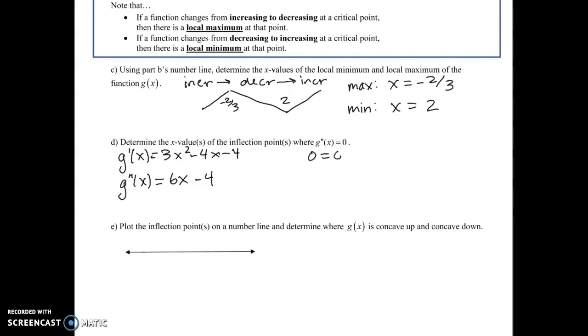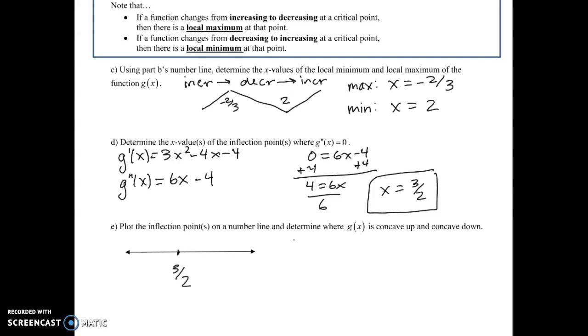We set that equal to 0 and we solve that equation. Add 4. Divide by 6. We get x is equal to 3/2. So this is where our inflection point would occur. That's the x value. If we wanted to find the y value, we just go back to the original equation and plug it in. But at this point, we plot the inflection point on the number line. So we only have 3/2, and determine where g of x is concave up and concave down.